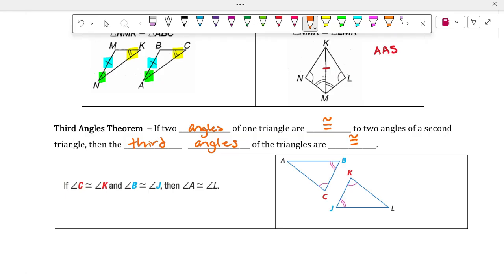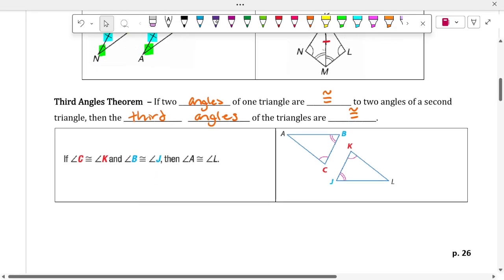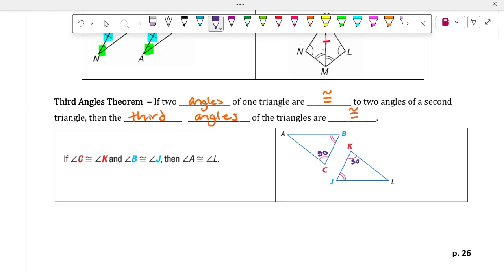All right. So now, angle angle angle does prove similarity, which we'll talk about in the next unit, but it does not prove congruency. Again, just to sum this up, let's say this angle was 50. That means the other one with one tick is 50. This angle was 100. That means the other one with two ticks is 100. So what must the third angle be? 30. That's what the third angle theorem states. If you have two sets of two congruent angles between two triangles, obviously the third set has to be congruent.